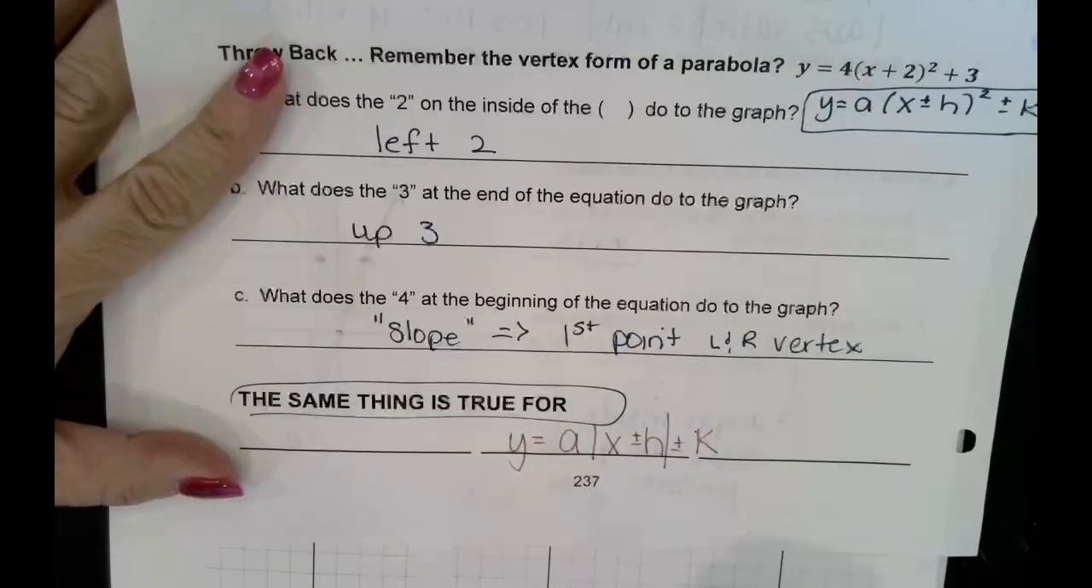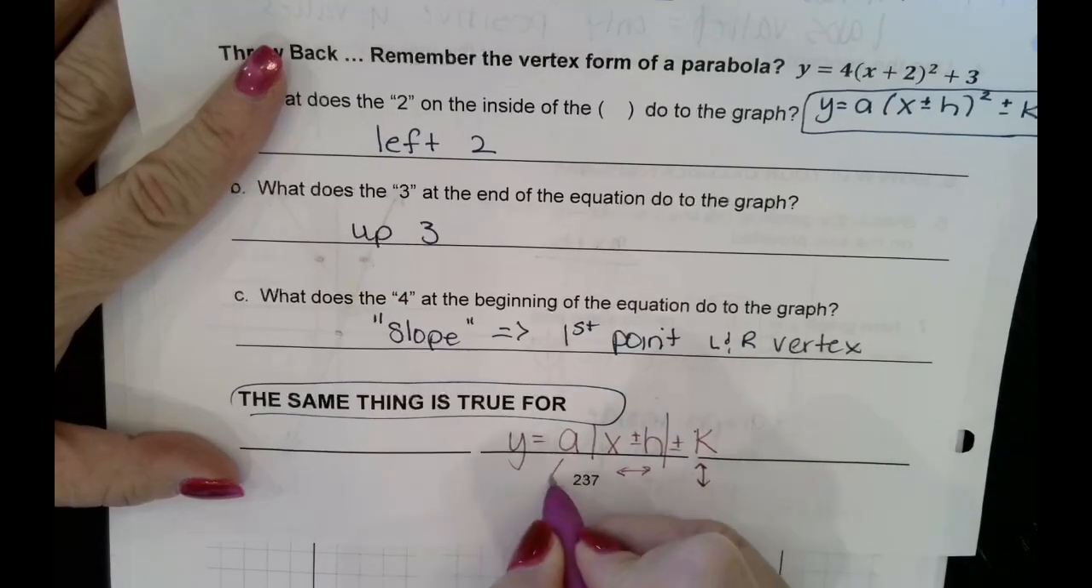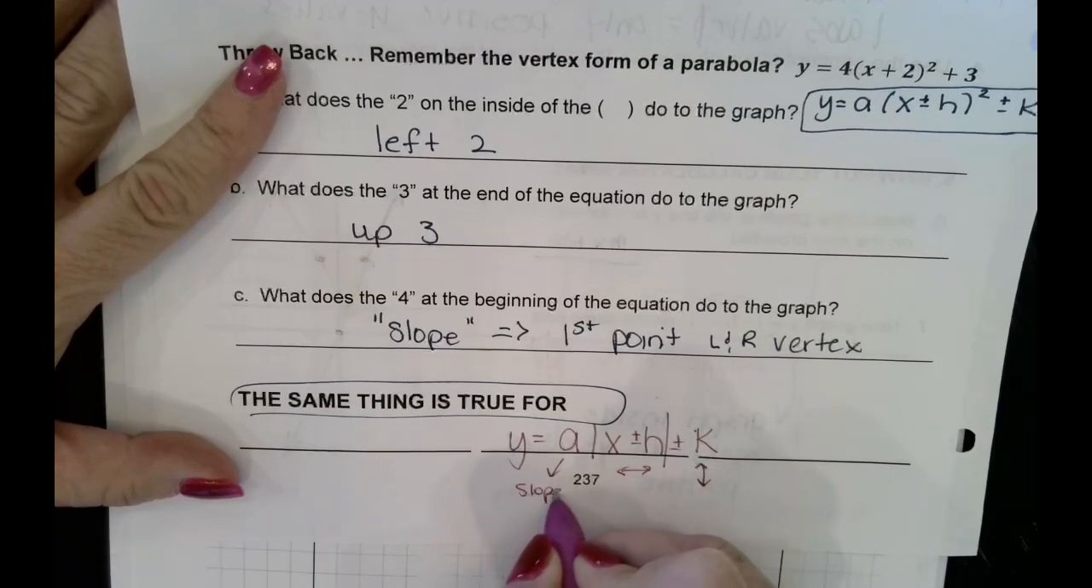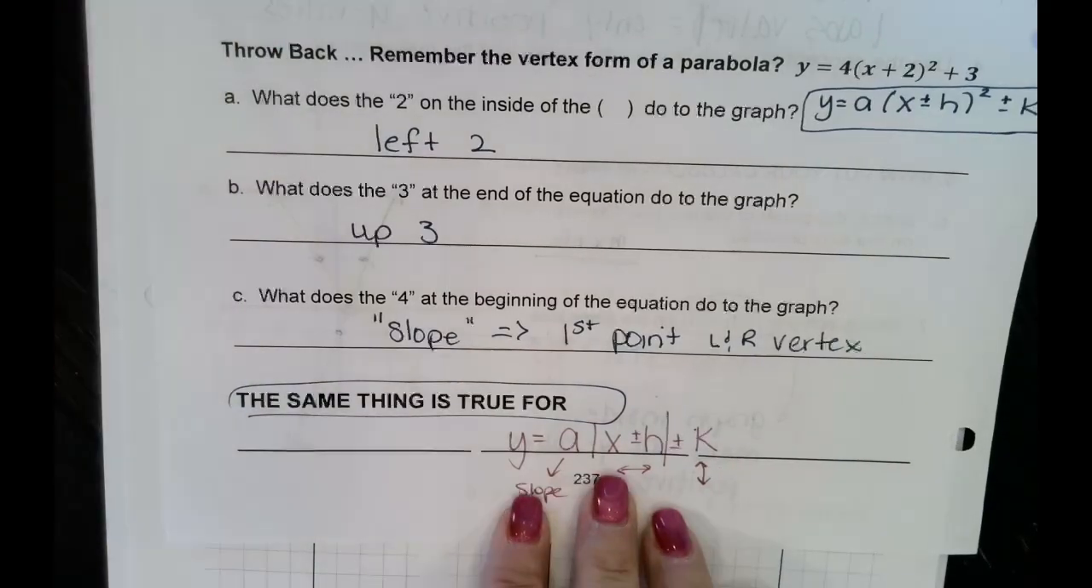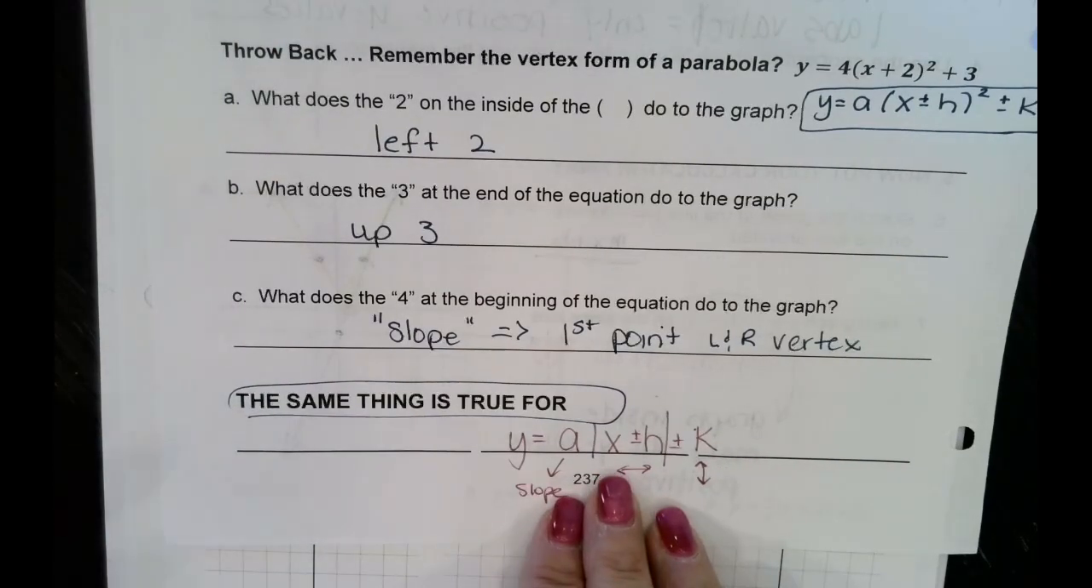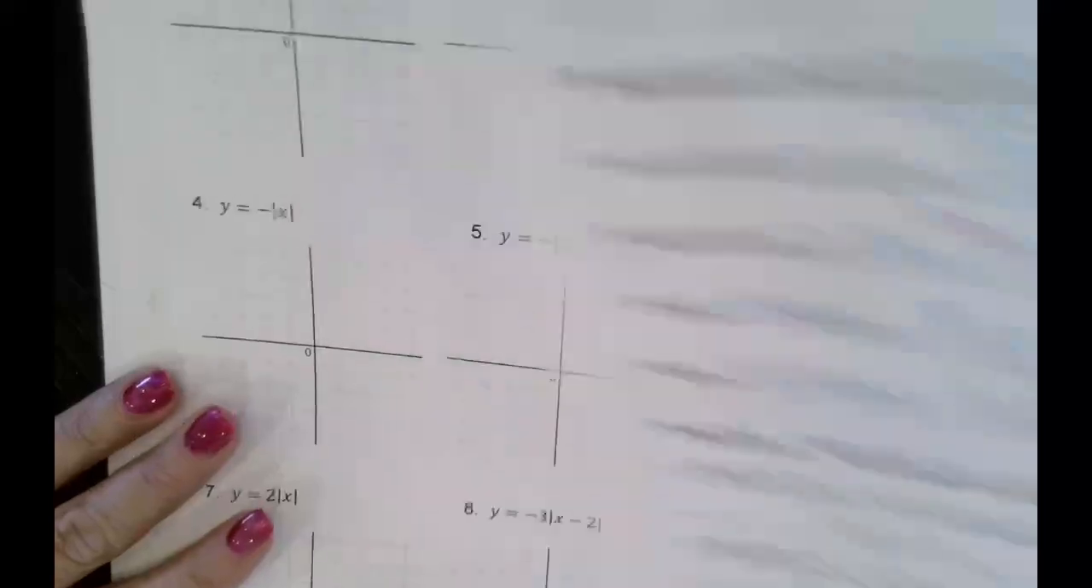Okay, so my rules apply the same. This is going to be my left or right, this is going to be my up, and this a value is going to be my slope. So all of that is exactly the same. Okay, all right, so let's practice this a little bit.